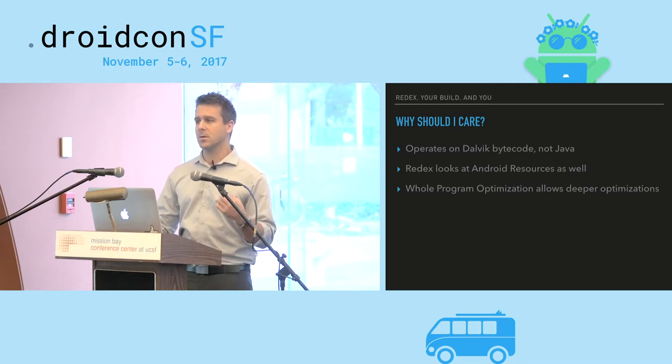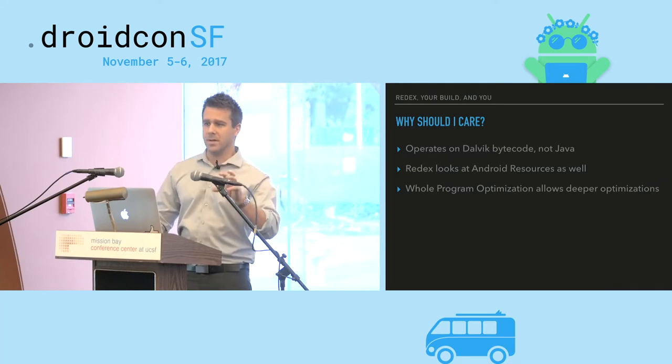And because it's so specific to Android, we're able to do a lot of Android-specific whole program optimizations, is what we call them. It looks at the global, holistic goal of the application and makes that better, rather than simply operating on a method here, a class there, this little section of bytecode.